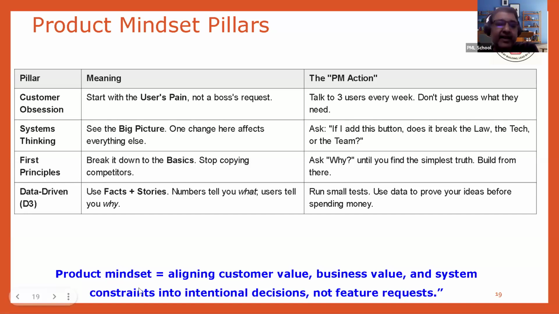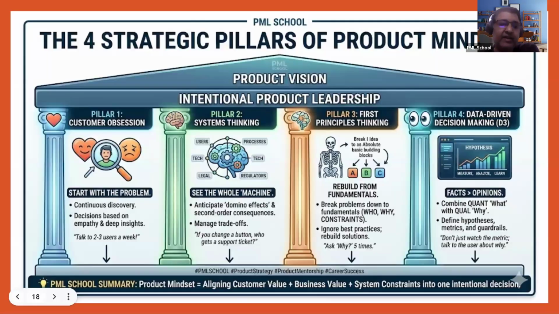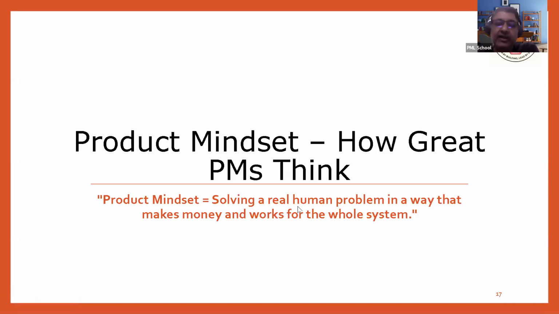So product mindset again, aligning customer value, business value and system constraint, right? Into intentional decisions, not feature requests. So if you see the entire thing, now you go back and check what I told you. Solving a real human problem in a way that makes money.